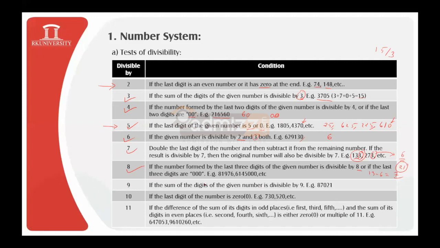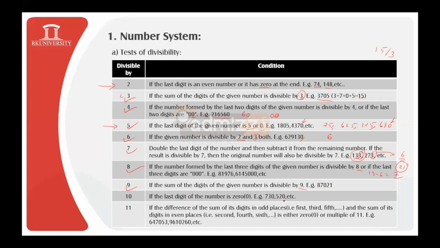Now 9. If the sum of the digits of the given number is divisible by 9, then the number is divisible by 9. Like for 3, if the sum of the digits is divisible by 3, at that time the whole number is divisible by 3. Here, the sum of all the digits is divisible by 9, then this is divisible by 9.